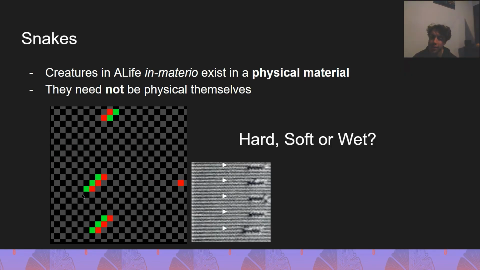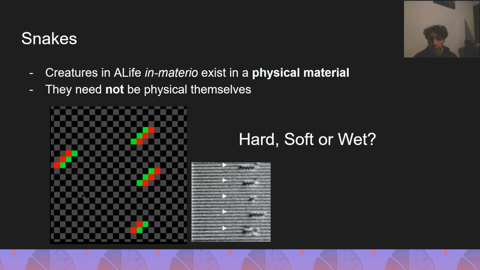This brings us to an interesting question. We know in ALife we have these categories: hard, soft, and wet ALife. Where do our ALife in materio creatures fit into this? Well, in this example, we can easily discount wet because these magnets don't have any biological or chemical components.